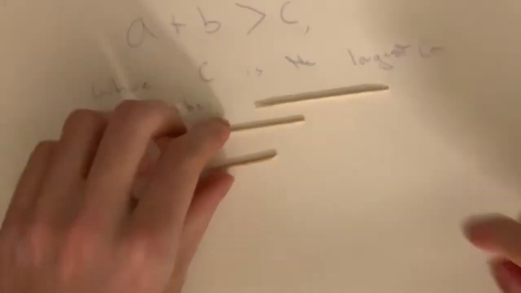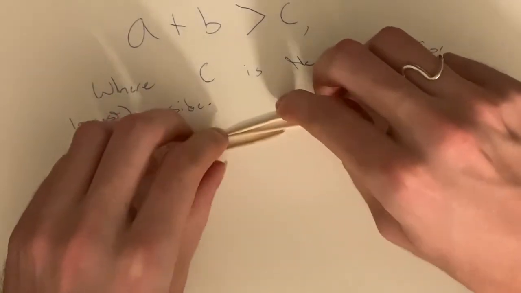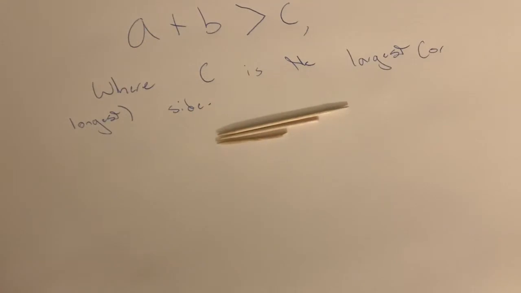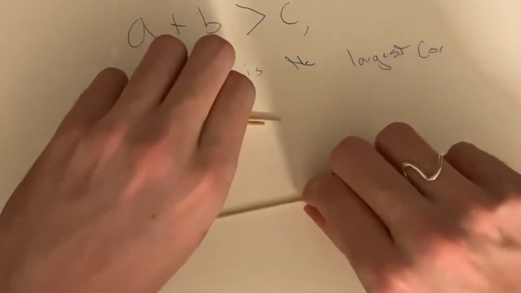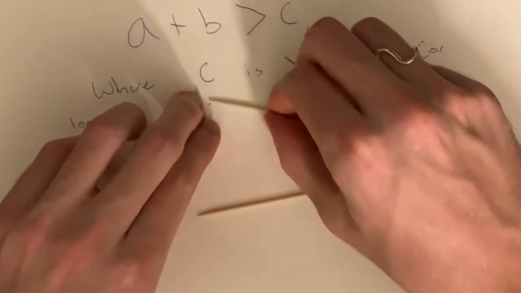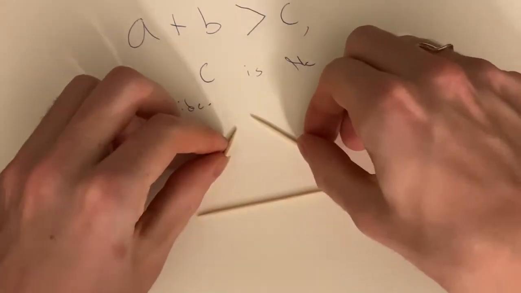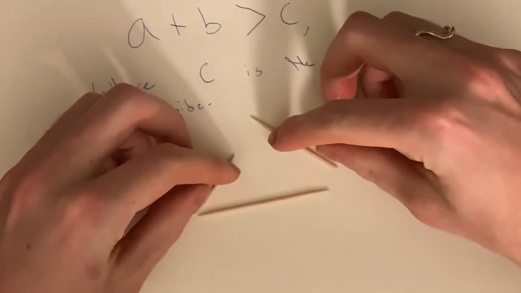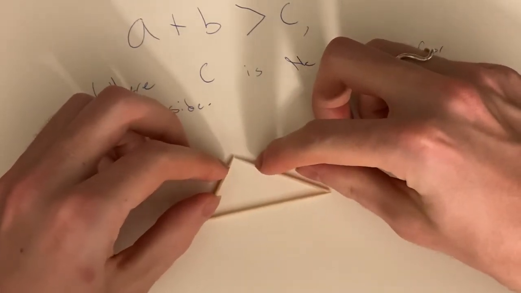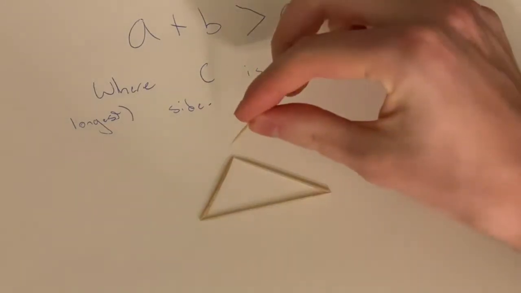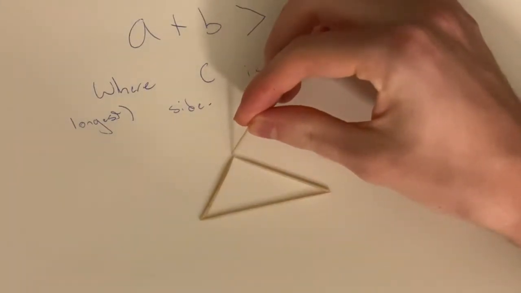So as you can see, we have these three toothpicks, which are all different sizes, and we're going to make a triangle out of it. So why does this inequality hold true? Well, let's try to find out. So here I've made our triangle, just a normal triangle. And now let's see what happens if I push down on the top here.